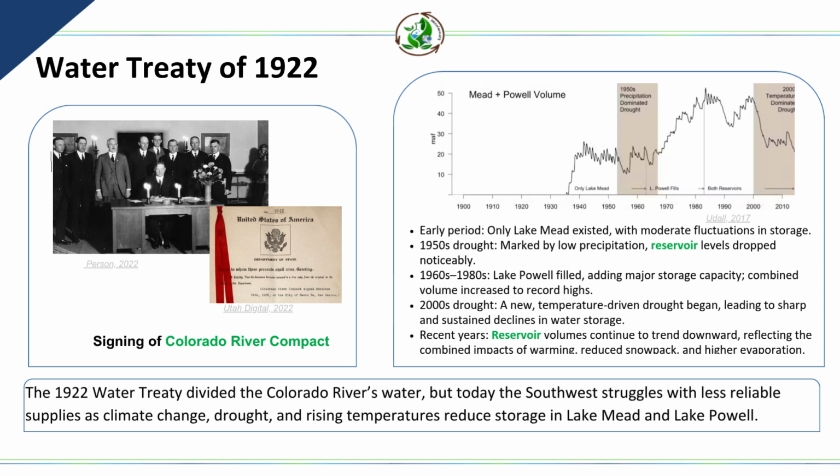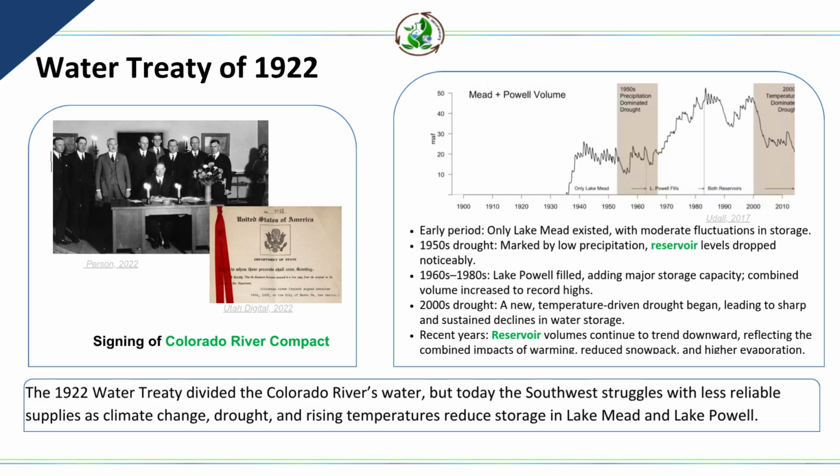But starting in the 2000s, a new drought began. This one was driven not just by low rainfall, but also by higher temperatures. Reservoir levels in Lake Mead and Lake Powell dropped sharply and stayed low for years. Today, reservoir volumes continue to trend downward. Warming, reduced snowpack, and higher evaporation are all contributing to less reliable water supplies.